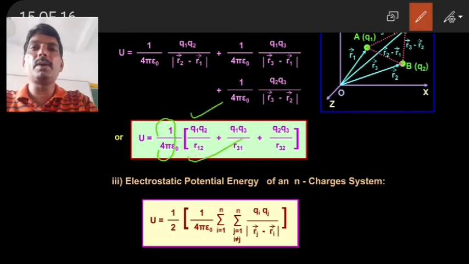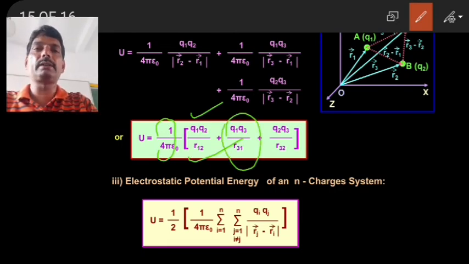This is nothing but the potential due to the charge q1 q2. Now here q3 q1 upon r31, that is nothing but the electric potential, taking the common 1 upon 4 pi epsilon naught, that is the potential due to charge q3, due to charge q1 at point q3. So you will get this one.